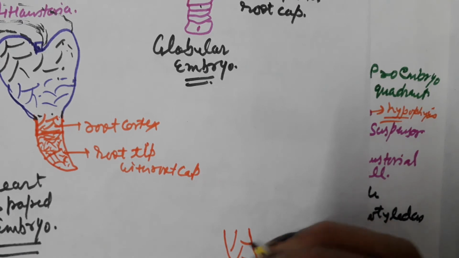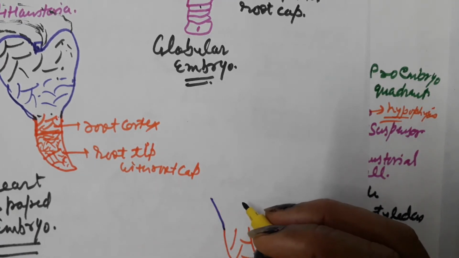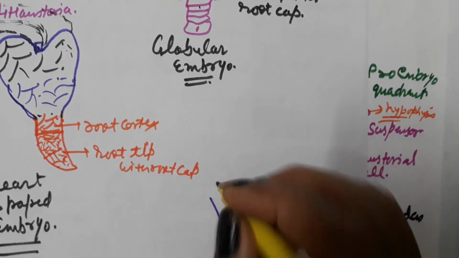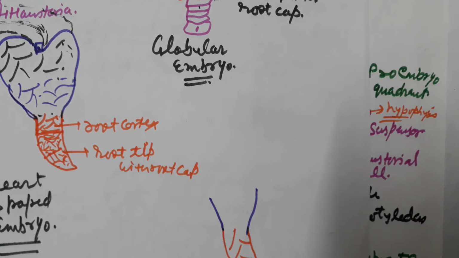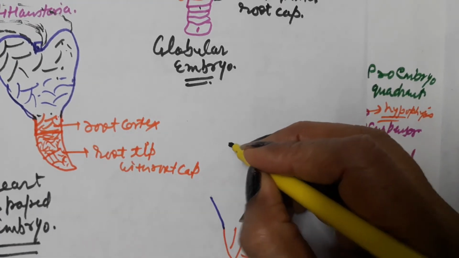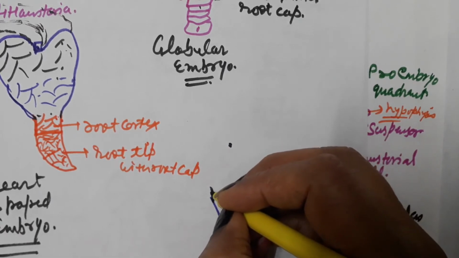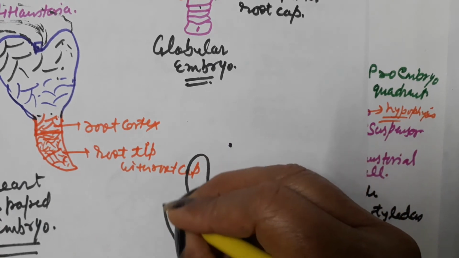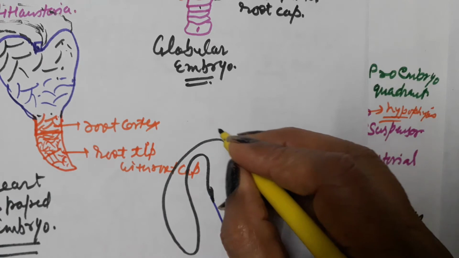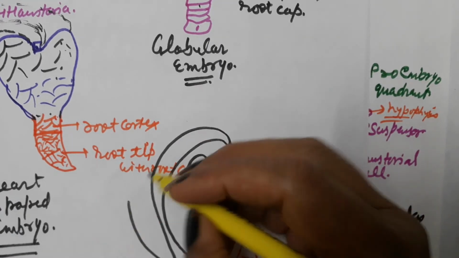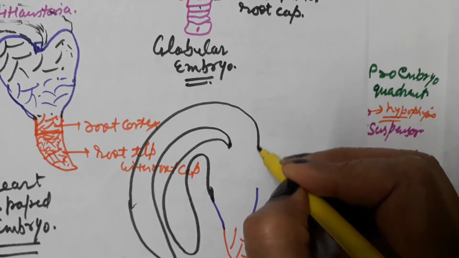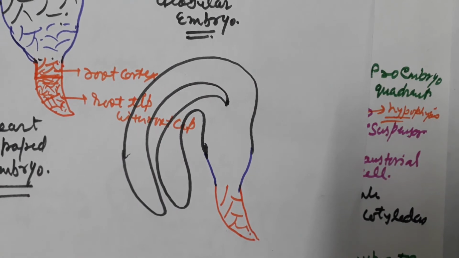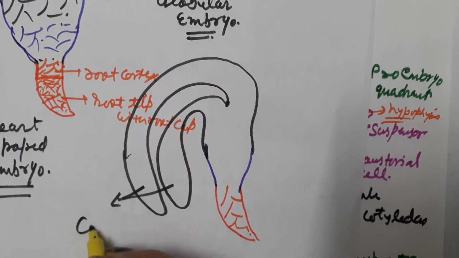Above this, the hypocotyle region is there. And when further growth of the cotyledon takes place, they bend on the lateral side. This is the second cotyledon. So a horseshoe-shaped structure develops. These are the two cotyledons.